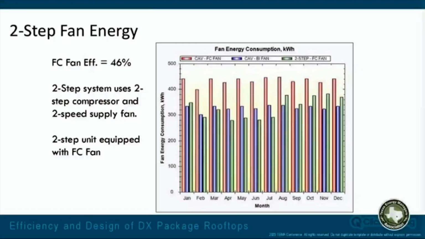So we're going to look back now at our two-step fan energy, and we've got the two-step fan and our constant volume systems, both with the forward curve and the backward inclined fan shown now. And you can see that in just about every month, the two-step unit does use less fan energy compared to the constant volume system. If you compare it to the constant volume system with the forward curve fan, it's considerably lower in every month.